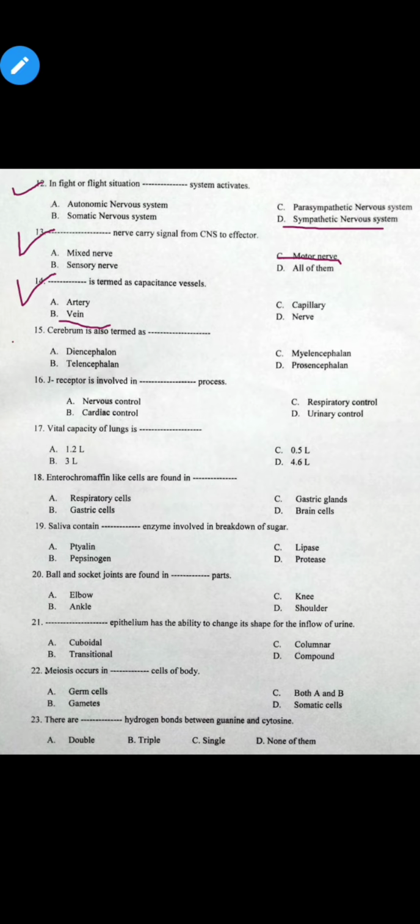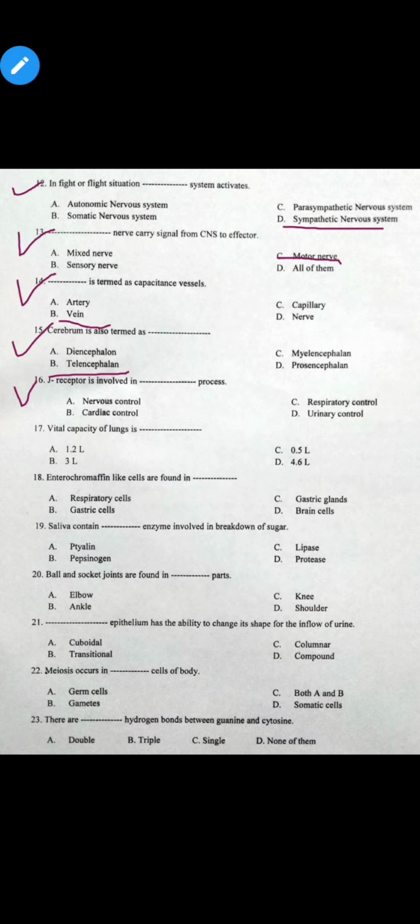Next MCQs number 15. Cerebrum is also termed as option A diencephalon, option B telencephalon, option C myelencephalon, and option D prosencephalon. So the correct option is the option B. So cerebrum is also termed as telencephalon.